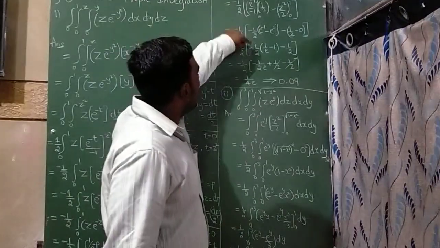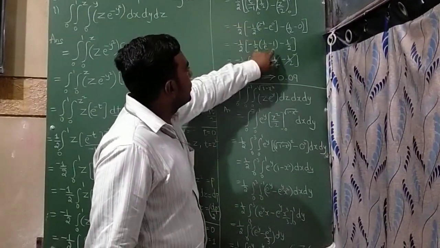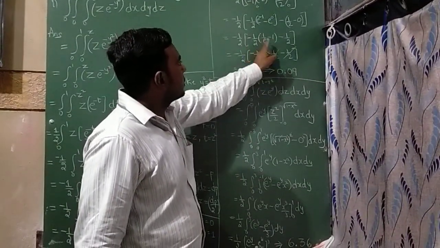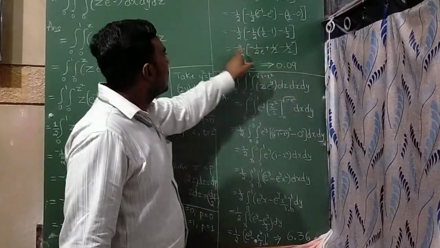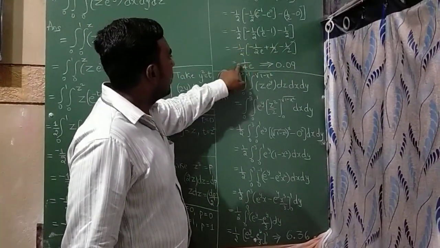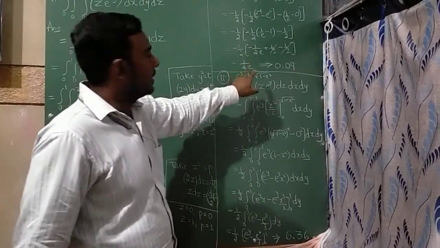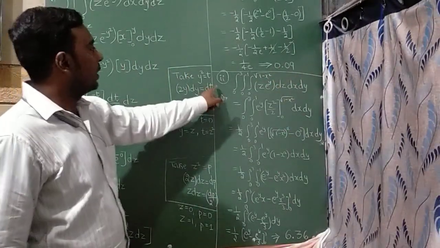Fine. Here minus 1 by 2. This e raised to minus 1 will become 1 by e. E raised to 0 is 1. I am going to multiply this 1 by 2 inside this. Minus into minus will become plus 1 by 2. This minus 1 by 2 plus 1 by 2 get cancelled. So minus minus will become plus, 1 ones are 1, 2 twos are 4, and e. If you calculate this, you will get the answer as 0.09. Fine.